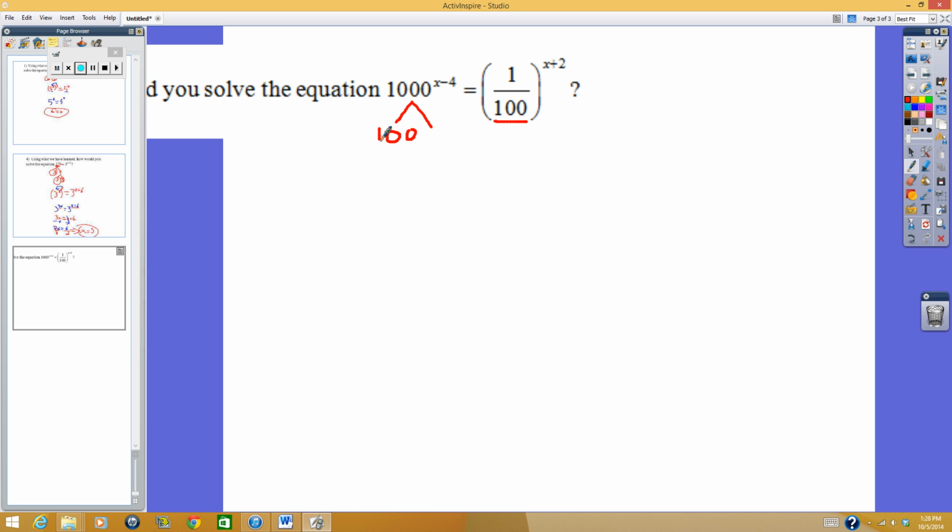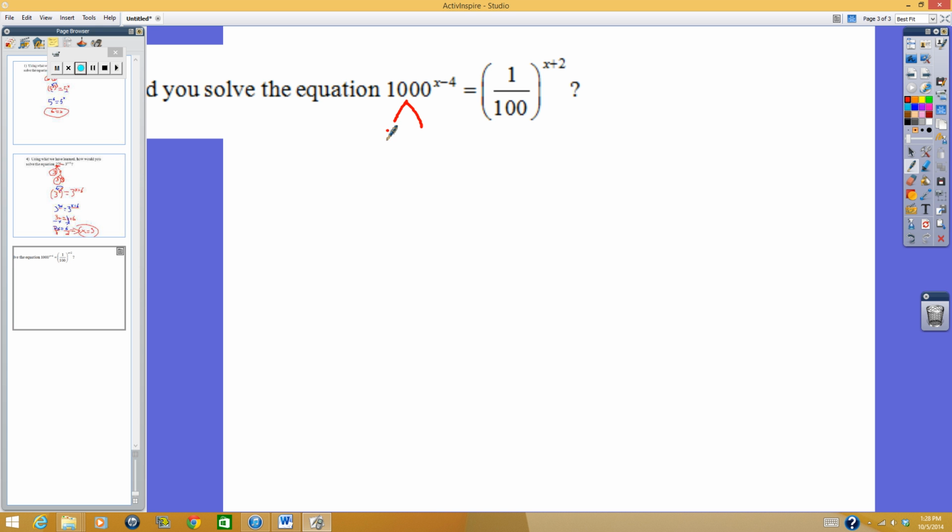So 1,000 divided by 100 is 10. See how you don't have 100 on both sides? That shows you that you probably need a smaller base. And we did it during class. You know that a common base that both of these share is 10. So I'm actually going to break down both sides.